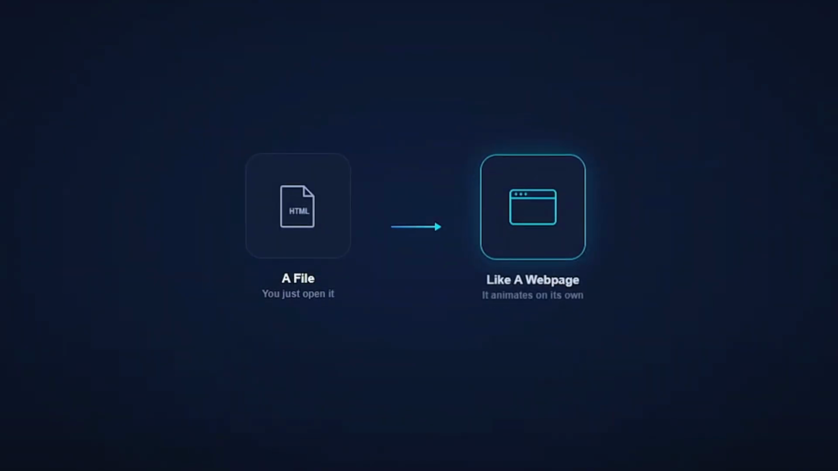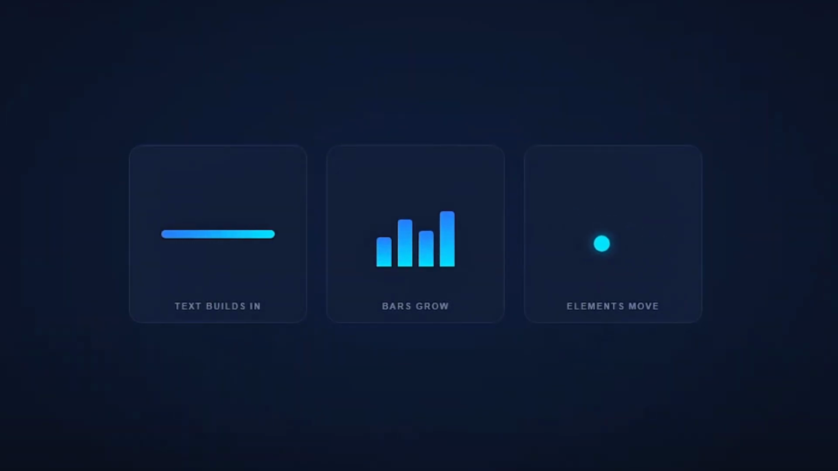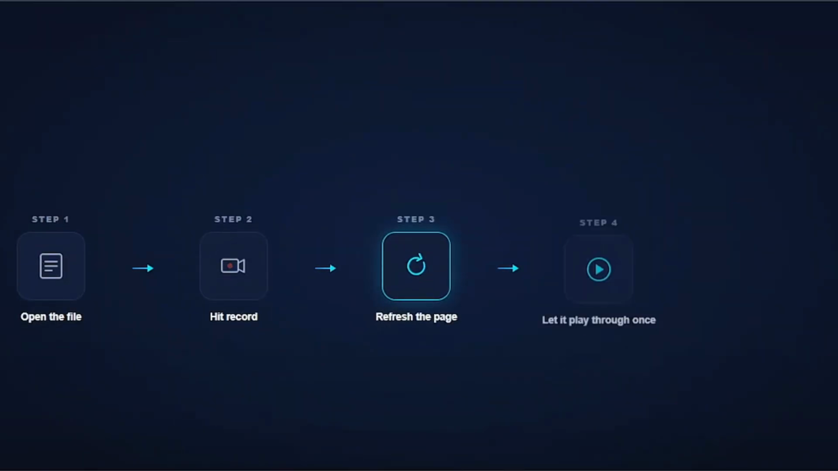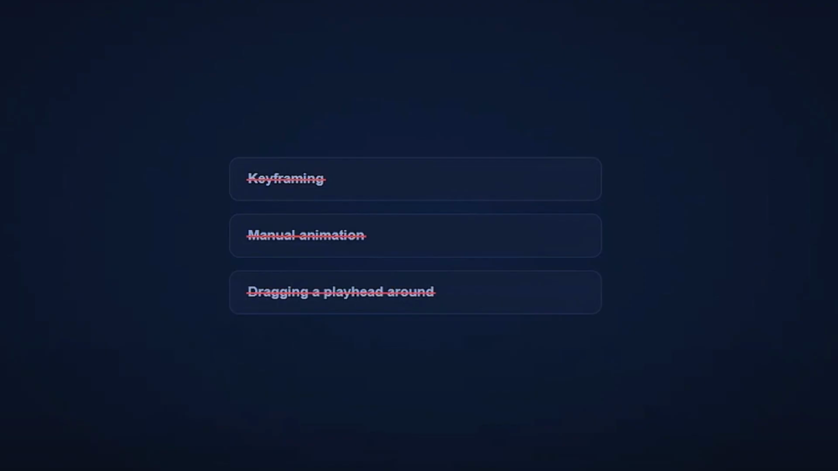What you get back is a file, usually HTML, that you open in your browser like a web page. And when it loads, it doesn't just sit there. It animates through the entire sequence automatically, text fills in, bars grow, elements move, on their own, no clicking required. So your actual workflow becomes stupidly simple. Open the file, hit record on your screen recorder, refresh the page, let it play through once, stop recording. That's your visual. Drop it straight into your timeline. No keyframing, no manual animation, no sitting there dragging a playhead around trying to time things right. You're just capturing something that was built to run itself.